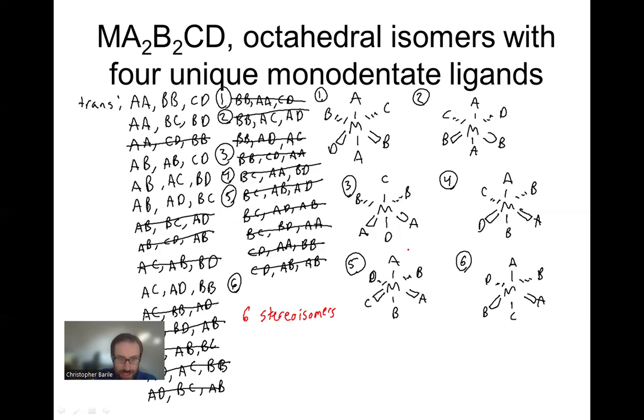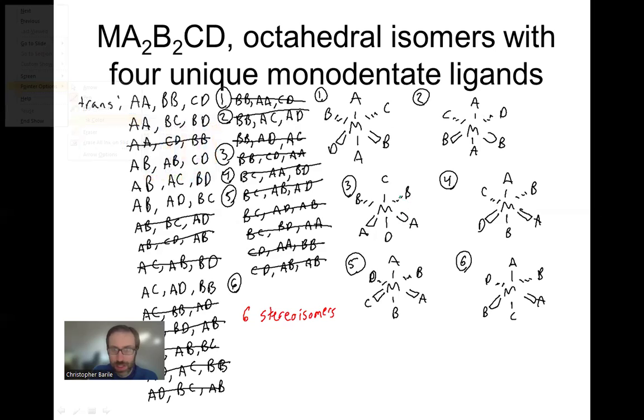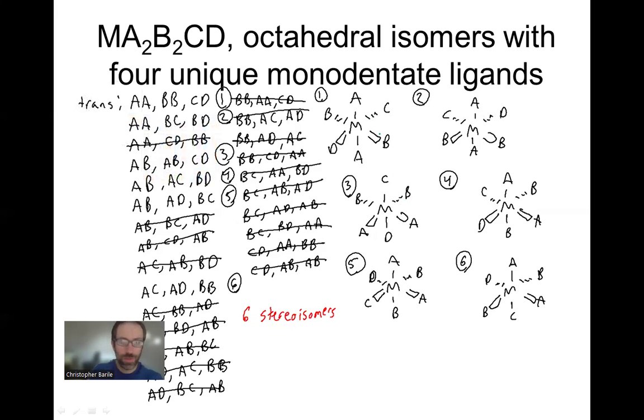And last thing we can ask is about chirality. Okay? So for chirality, you're going to be looking for mirror planes. If you can find a mirror plane in your molecule, doesn't matter what the molecule is, then it's not chiral. A chiral molecule cannot have a mirror plane. So there's a mirror plane in structure 1 here that contains M, B, D, C, and B. That's one of the mirror planes. There's actually 2 mirror planes in this molecule.